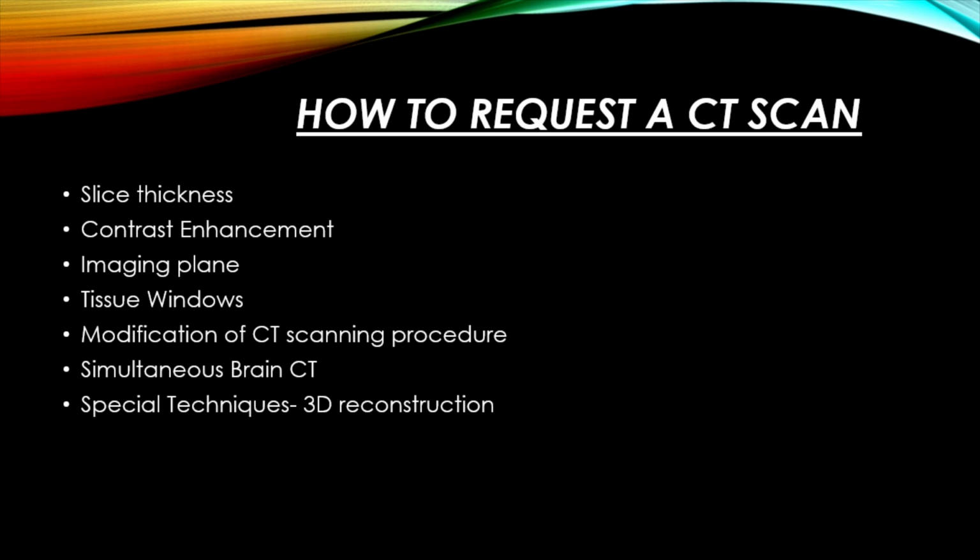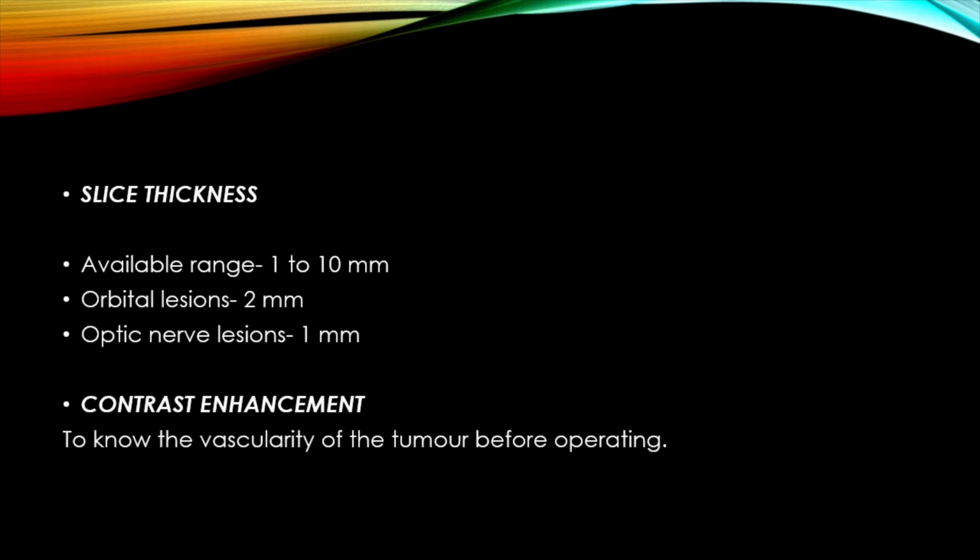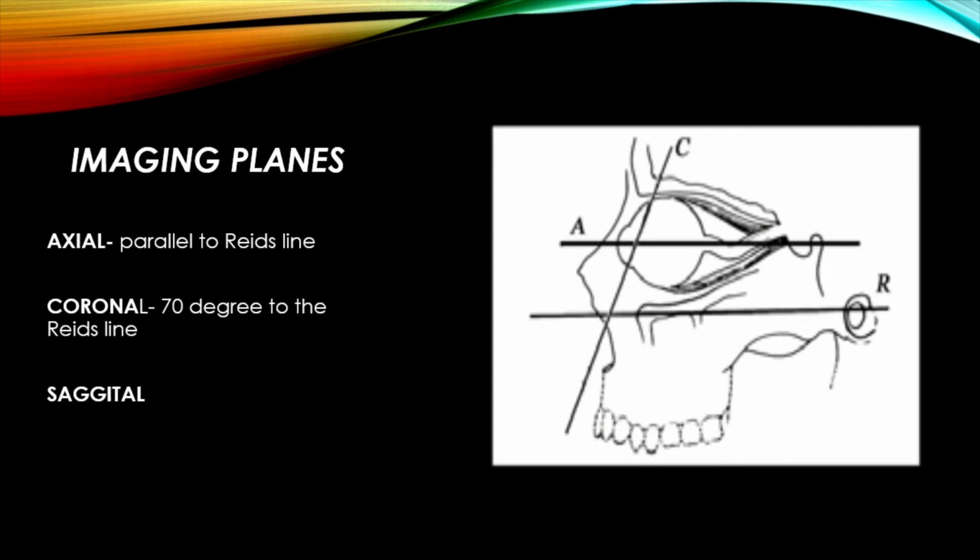The CT scan for any lesion which we order has to cover the following 7 points. First is the slice thickness. The available range for which a CT scan we can order is between 1 to 10 mm scans. However, for the orbital lesions, we order a 2 mm scan, and for optic nerve lesions, the slice thickness which we order is 1 mm. And second is the contrast enhancement, to know the vascularity of the tumor before operating. Then third is the imaging plane. It is the plane in which we want the scan.